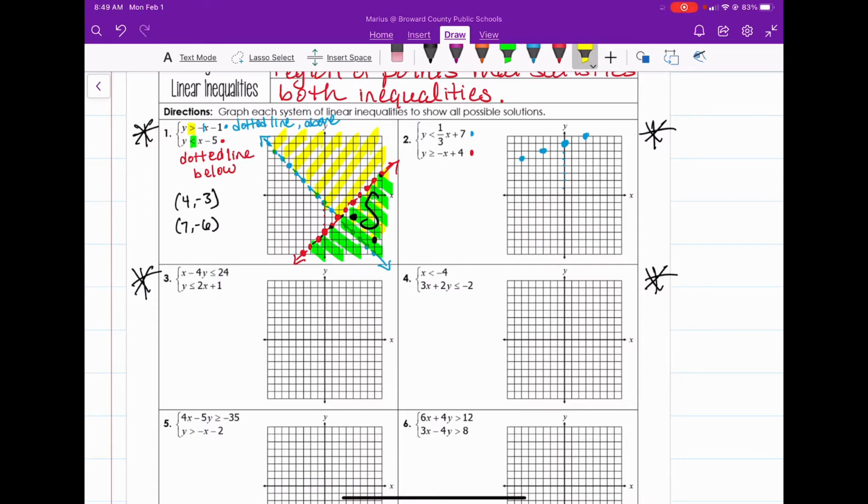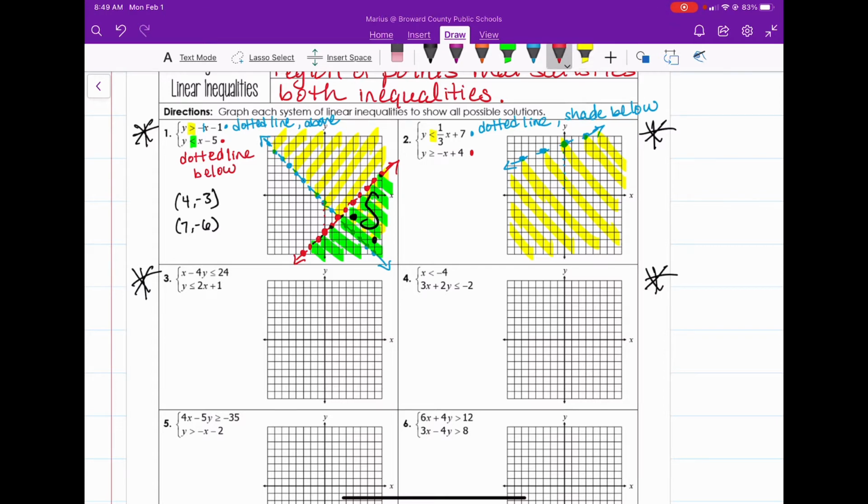Now, let's take a look at the inequality symbol. This inequality symbol means that I'm going to have a dotted line, and we're going to have to shade below because it says less than. Okay, shade below. So a dotted line, dotted, dotted. And then I have to shade below the line. So below the line is anything down here. Below the line, okay?